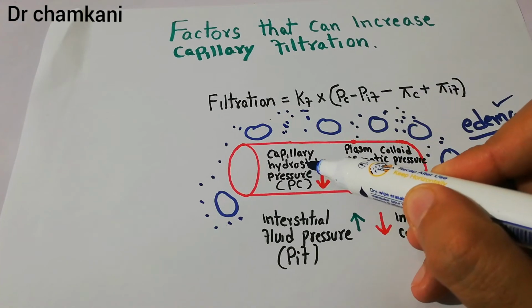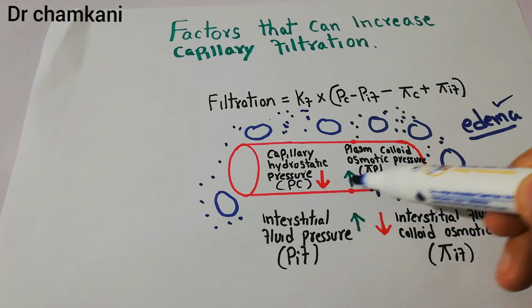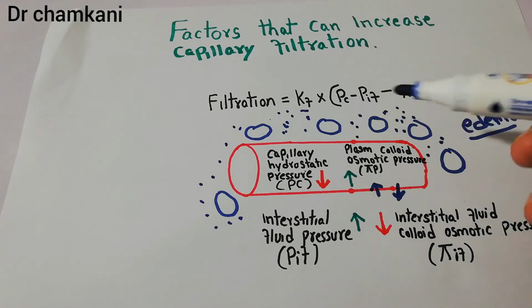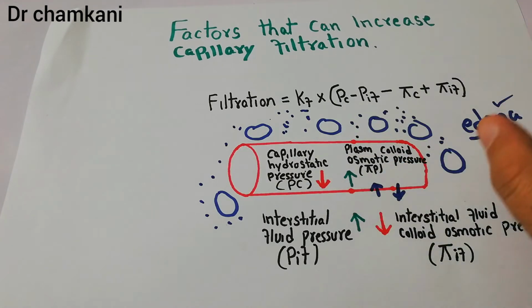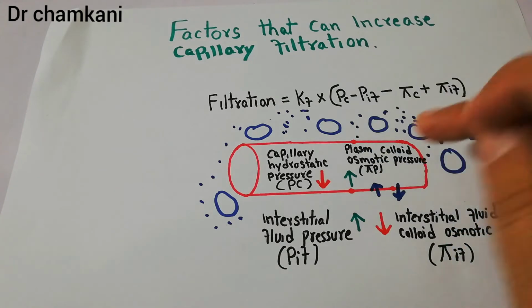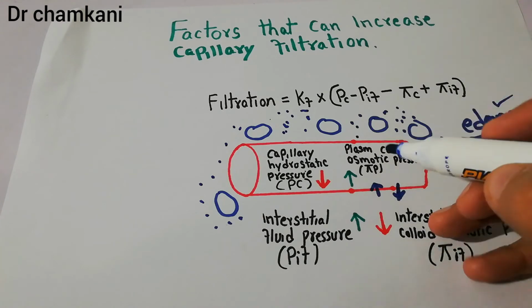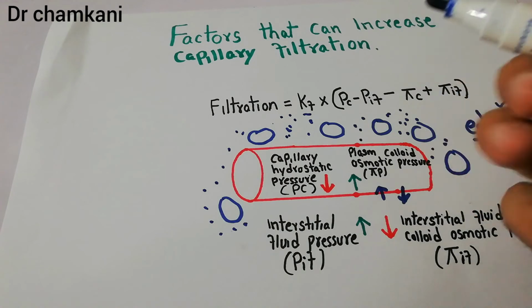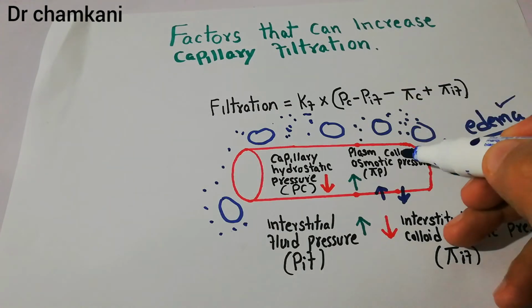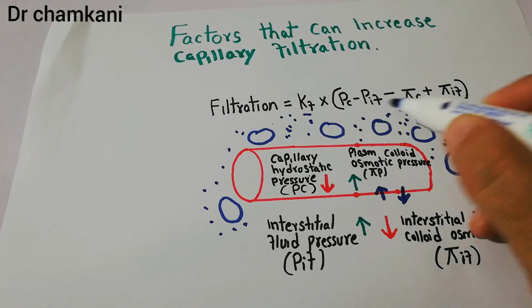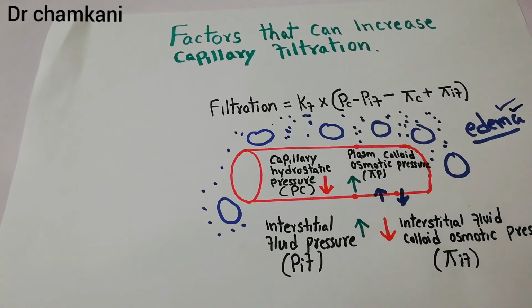So increasing the capillary hydrostatic pressure, increasing the permeability, increasing the surface area of the vessel, they all increase the chances of edema, they all increase the chances of fluid accumulating in the interstitium. Now another important factor is the decrease in plasma colloid osmotic pressure. This pressure is pulling the fluid towards the capillary, towards the plasma, towards the lumen of the blood vessels. So if there is a decrease in this pressure, it will also increase the chances of fluid being accumulated in the interstitium and the chances of edema occurring.